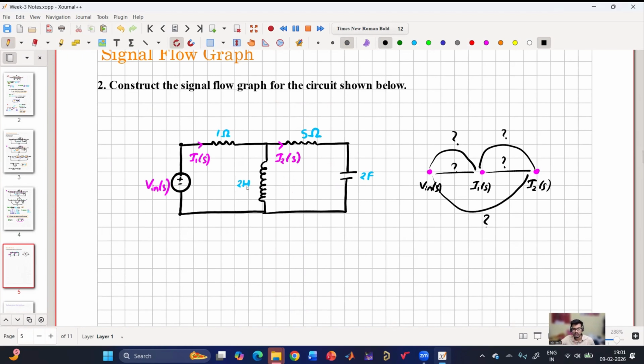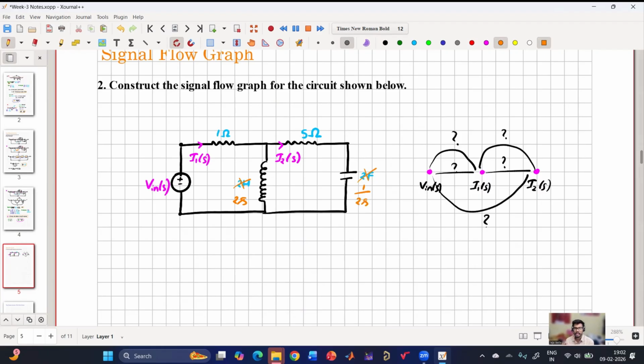Let us draw. But first, everything should be in S domain, right? If I consider 2 Henry inductance into S domain, what will be the S domain for inductance? Resistance is R in both. What about inductance? S into L, right? So I'll consider this as 2S. What about capacitance? 1 by CS. Very good. So 1 by 2S.